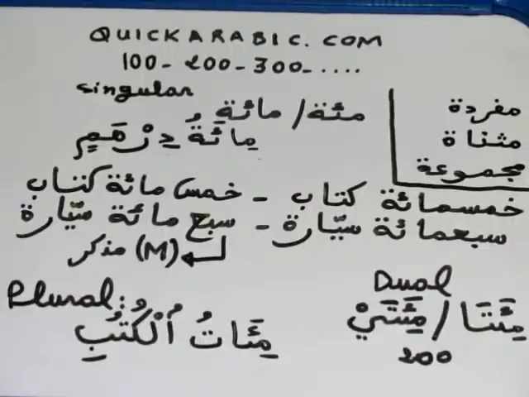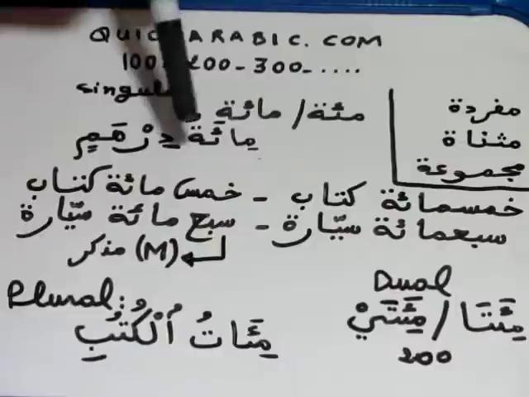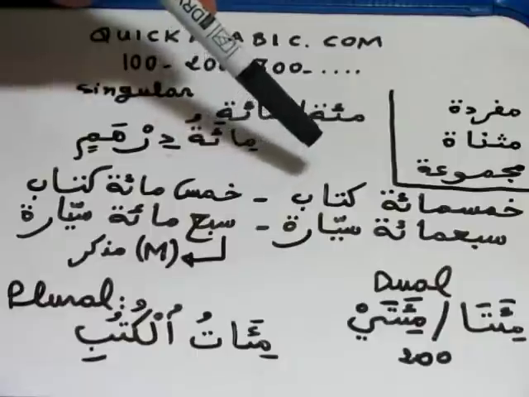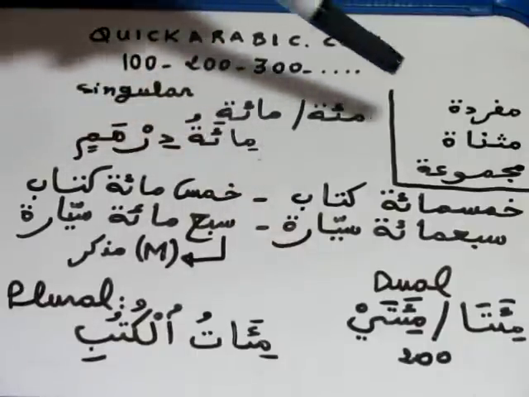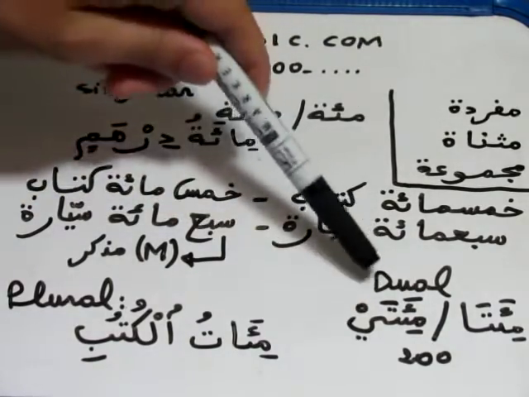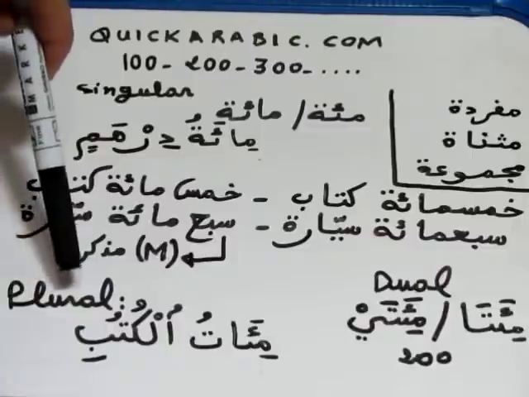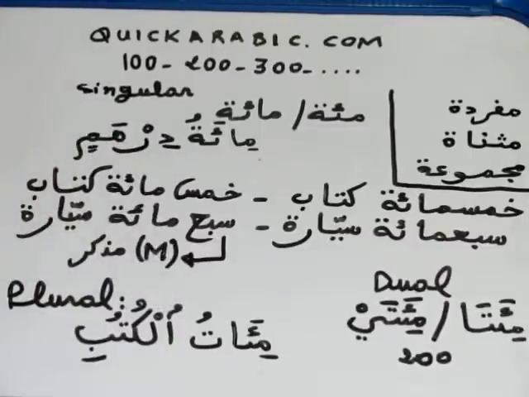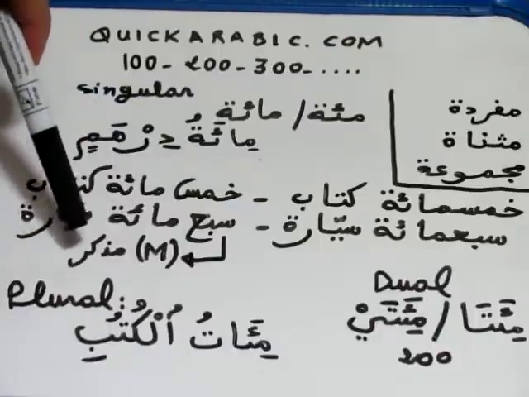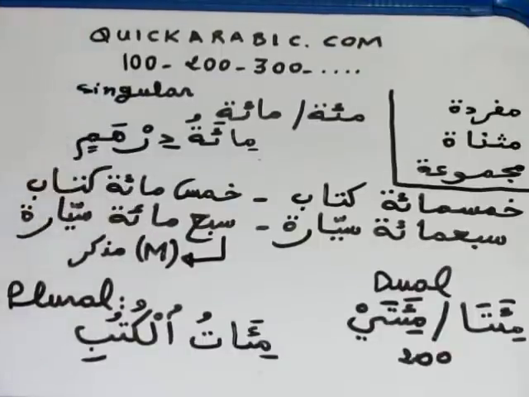Again, 100 comes mufrada, as we covered here. 100 and then 300 up to 900. Then it comes muthanna only for 200, it's the dual. And the last one is plural. We use it when we don't know the exact number we're counting. Say mi'at, hundreds of books. Also, remember, the number that describes how many hundreds we have always comes مذكر, masculine.